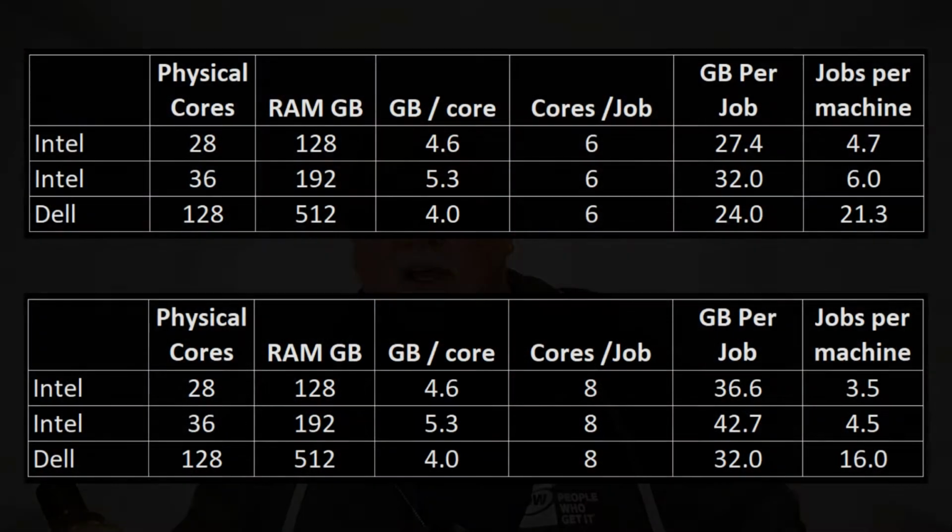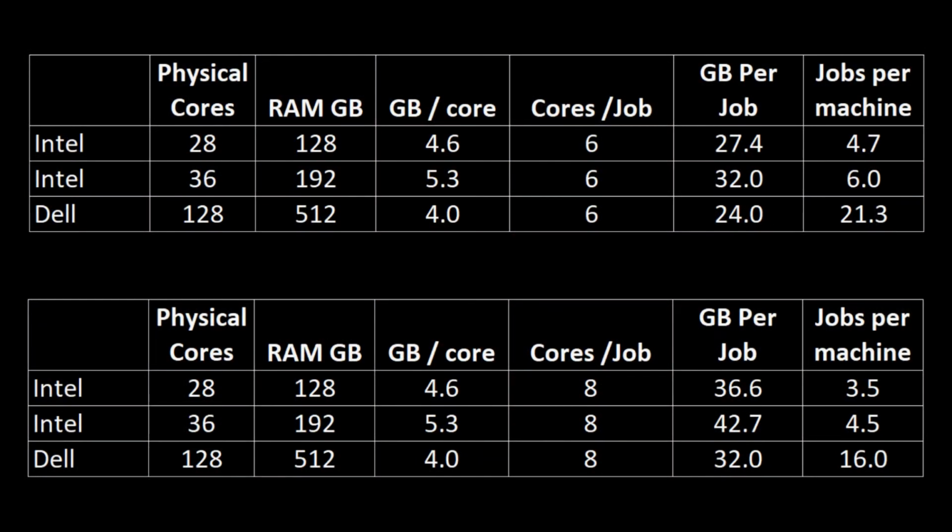Now they're not going to choose, I want 6 cores versus 8 cores. They're going to choose these gigabytes per job as the standard for how big their job can be and how much farm they need. It's all about RAM hours.